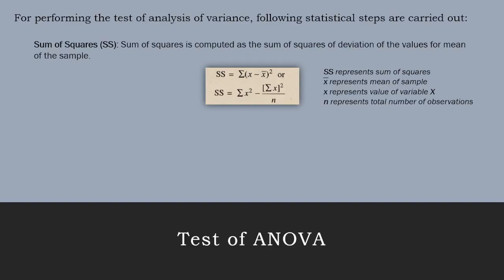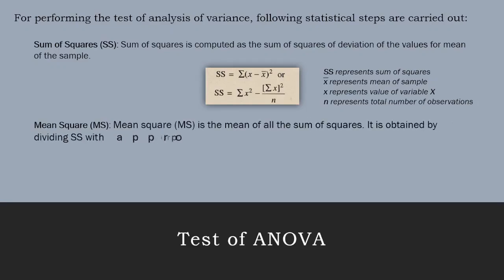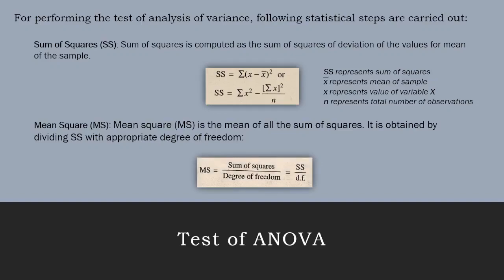The next one which comes here is the mean square. It is the mean of all sum of squares. It is obtained by dividing SS, which is the sum of squares, by the appropriate degrees of freedom. So the formula looks like this.